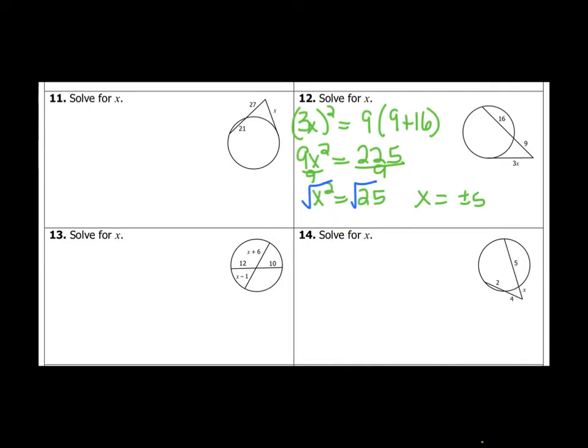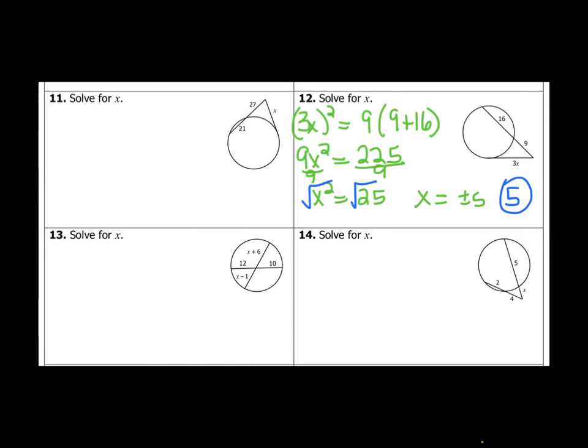I need to see if my solution works. I know if I plug 5 in here, I get a positive 15, and that does equal 9 times 9 plus 16. But if I plug a negative 5 in here, I get a negative 15, and my side cannot be a negative 15, that's a segment. So the only answer here would be a positive 5.